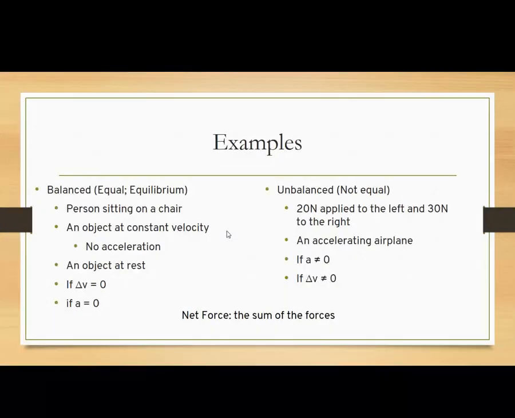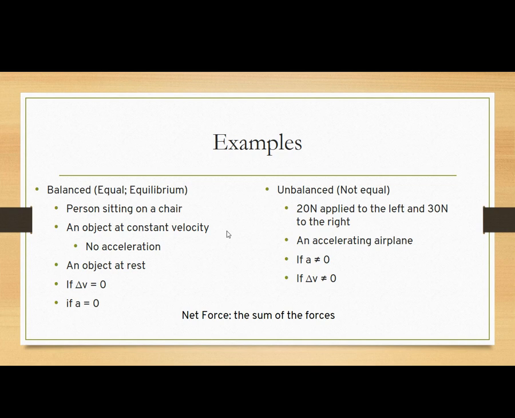Okay, here are some examples of balanced forces. If you have someone that's just sitting in a chair and you're not moving, that's a balanced force. The person is not moving. You have an object that's moving at a constant velocity. Constant velocity means that number is staying the same, so there's no acceleration. There's no change in the speed. An object that's at rest means the object is not moving. Therefore, we have balanced forces.